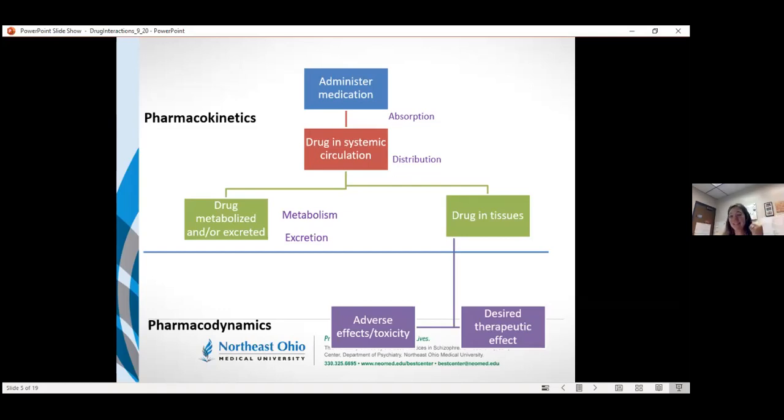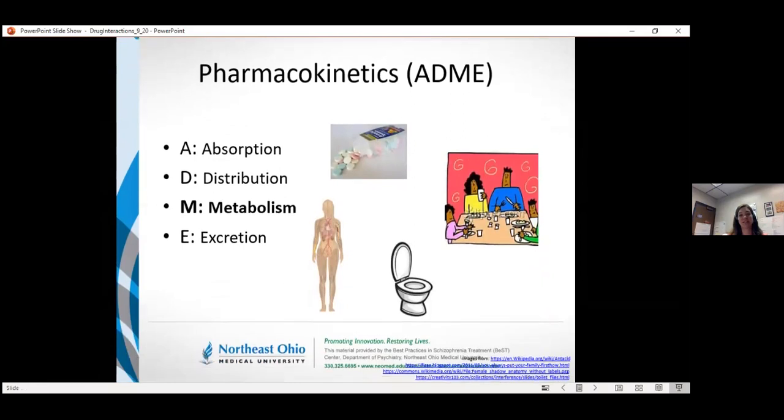When the drug is actually in the tissue, so as the Tylenol makes it up to your brain, we can get two types of effects. So what the Tylenol actually does, hopefully it kills the pain of your headache, but it may also cause some side effects. So we could see both of those, and those are our pharmacodynamic effects. So we're going to hit on interactions that we can see in both of these places.